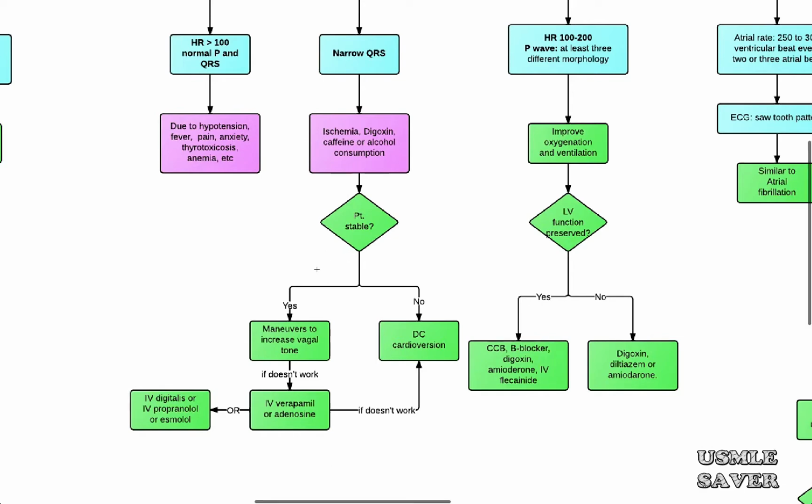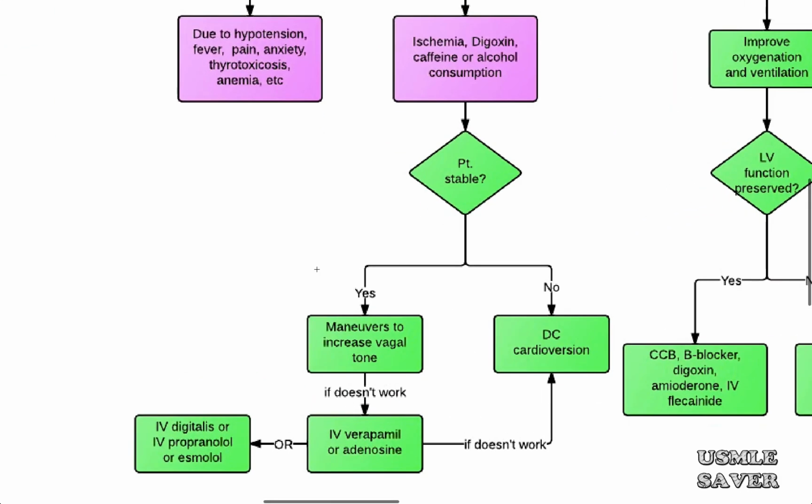If patient is unstable, next step is cardioversion. You can't try any medication if the patient is unstable. This is true for all other arrhythmias. So basic rule is, if patient is unstable and has arrhythmia, you want to use cardioversion on that patient. Which one?